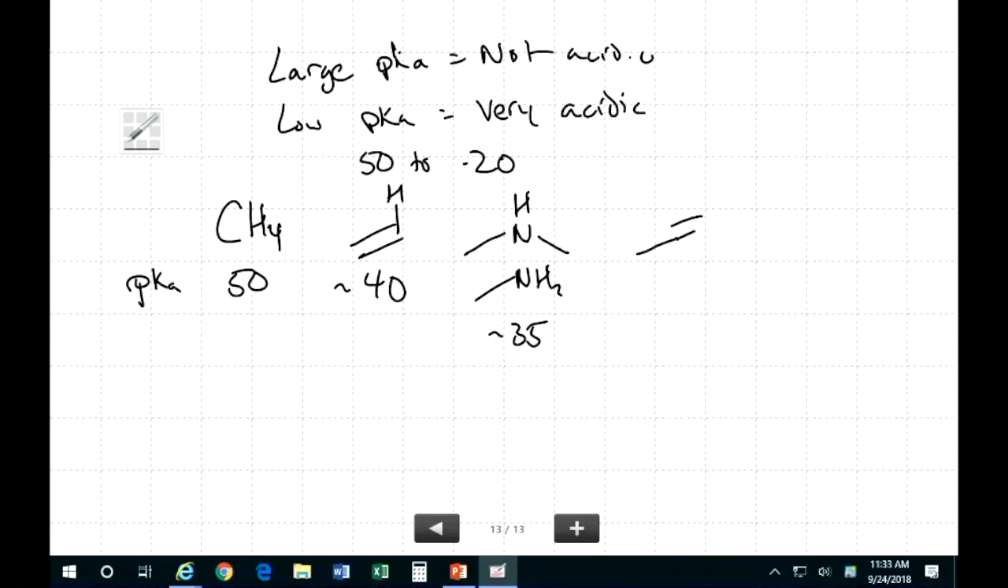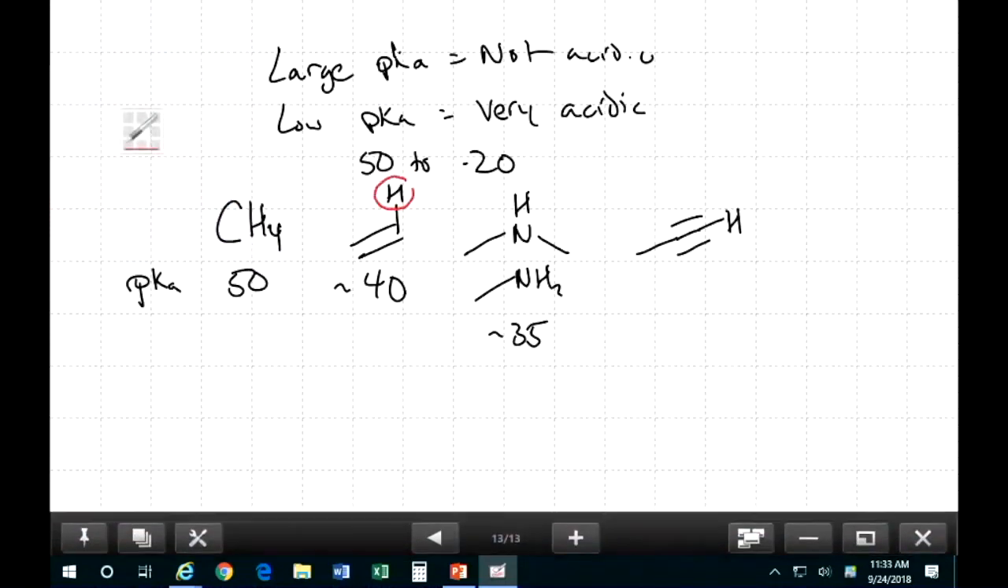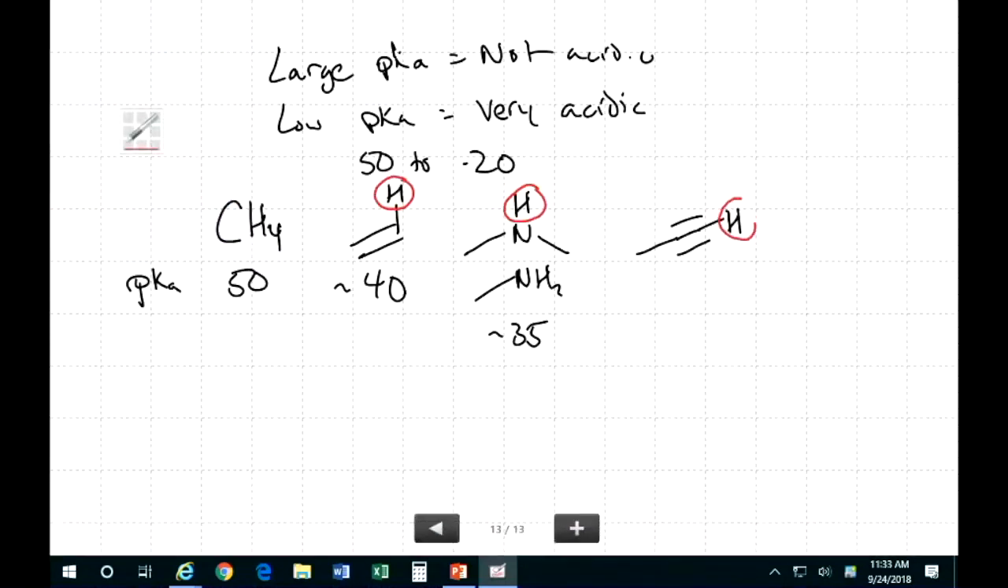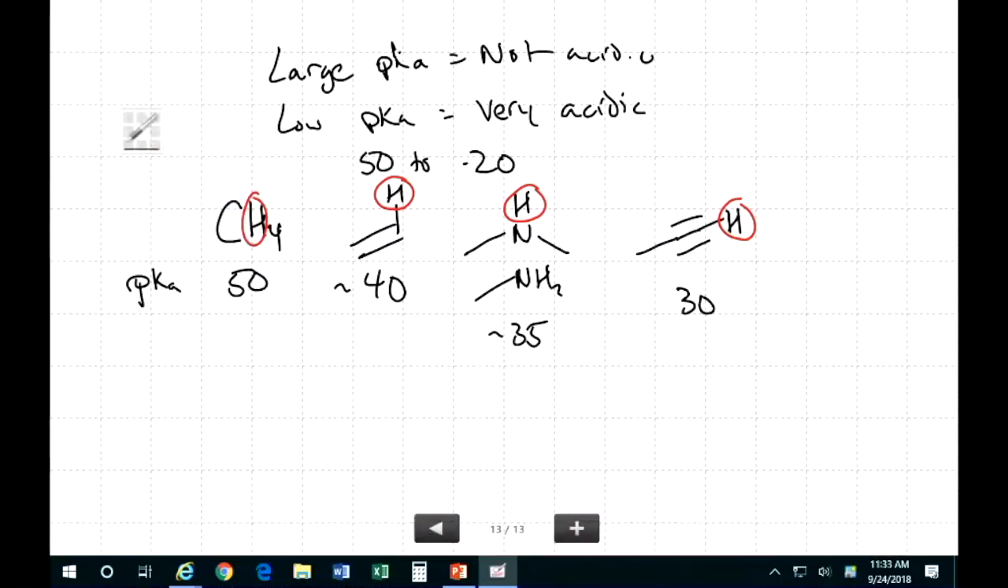Then we have alkynes. So terminal alkynes are the hydrogens at the end of the alkyne. This hydrogen here, so I'm highlighting the hydrogen, this one, and one of these guys. These are the hydrogens I'm talking about. The pKa of that is around 30. Then we have things like ketones. So this hydrogen's around 20-ish, 20 to 25, somewhere in there, depending on what the structure is.